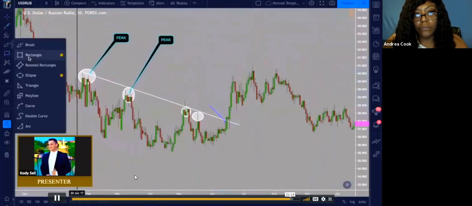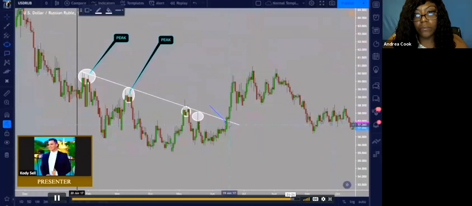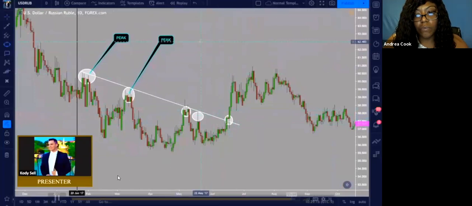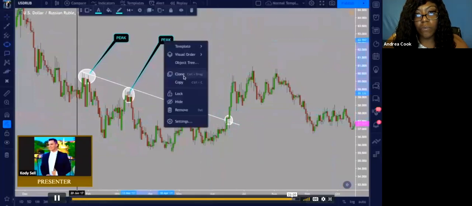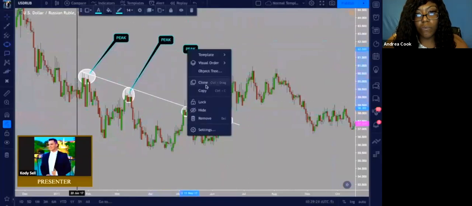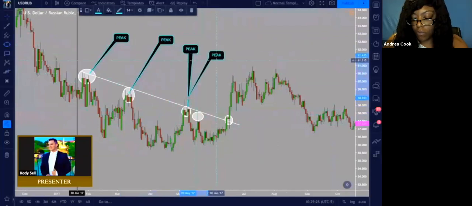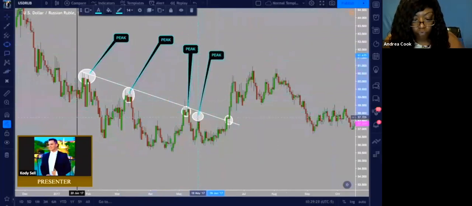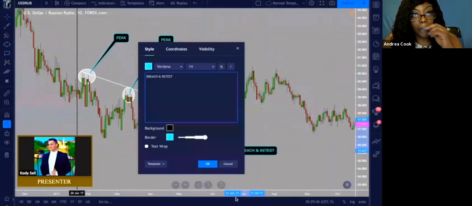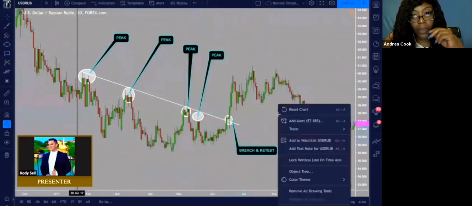So here is our reaction point right here. We can get rid of this arrow. Let's be comprehensive here and mark these. The slower these videos are, the better, because it ensures that there are no questions left. Breach, and retest. All right.